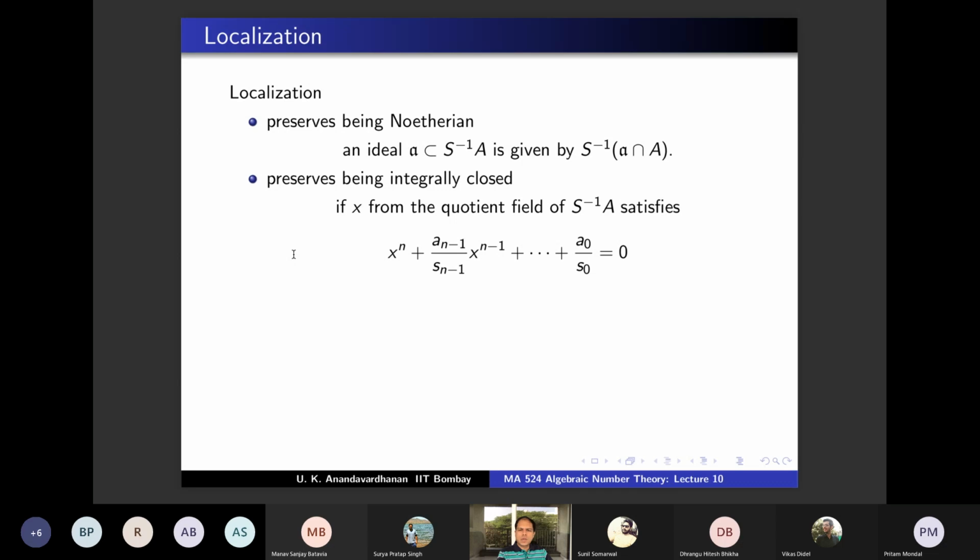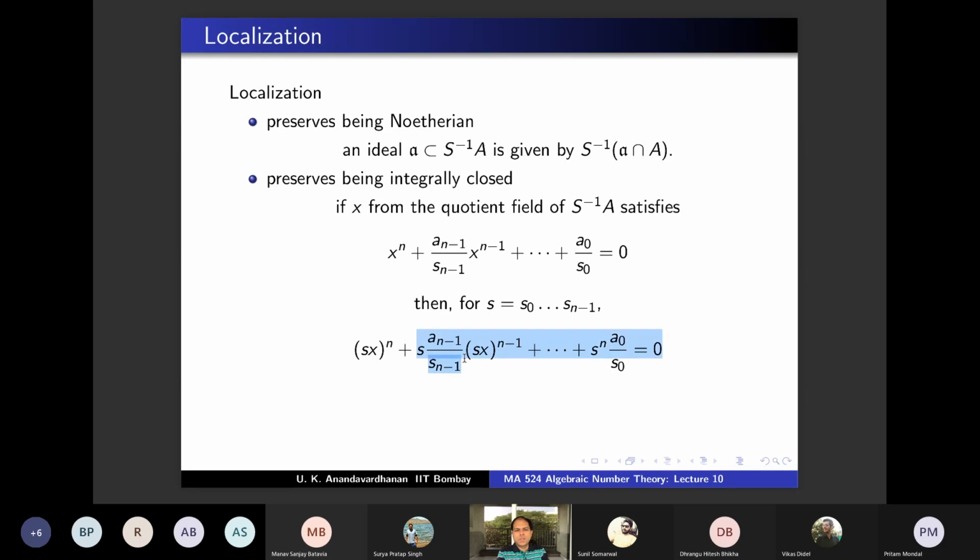But now what you do is you clear the denominators: take the product of all the s_i's, call it s, and multiply by s power n throughout. So you will get (sx) whole power n plus a_{n-1}/s_{n-1} times s times (sx) power n minus 1, etc. And this shows that sx is integral over A. Now you look at the coefficient. The new coefficient is a_{n-1} by s_{n-1} and s. s is the product of the s_i, so s_{n-1} cancels. So all these coefficients now are in the ring A. These coefficients were in S inverse A, but because you have cleared the denominators, they are in A. That means sx is integral over A, but A is integrally closed.